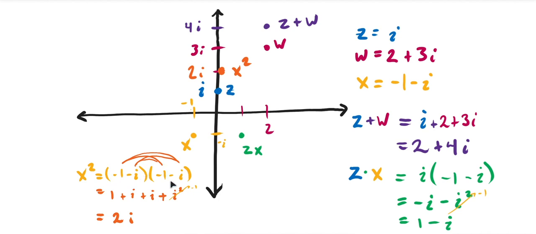Finally, let's look at x squared. So in order to multiply two general complex numbers, we have to FOIL. -1 times -1 is 1. Minus i times -1 is positive i. Same thing with this outer term. And then minus i times minus i is positive i squared. But i squared is -1, so this is 1 minus 1, that's 0. There's no real part here. And then i plus i, that's 2i. So here I am at 2i.